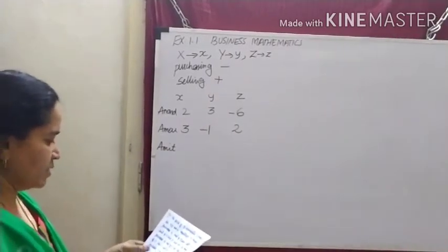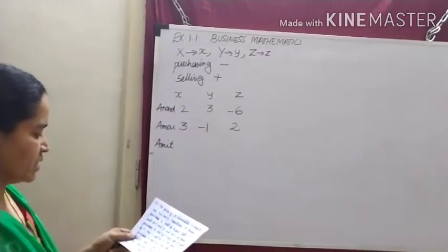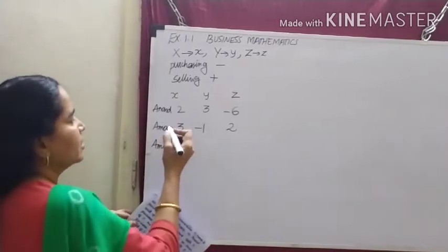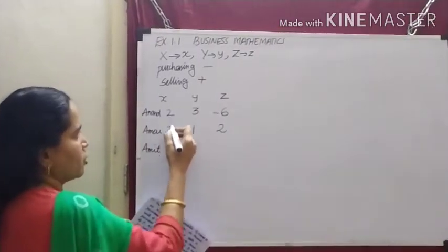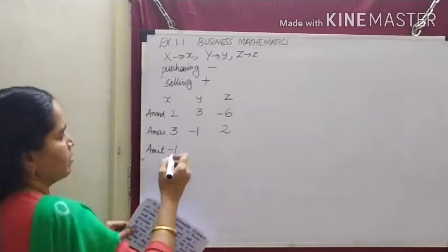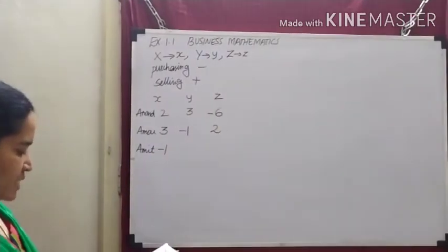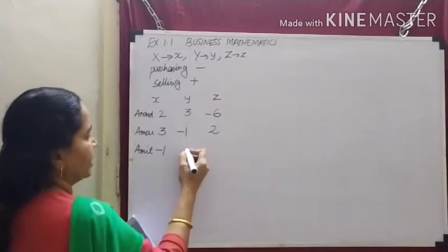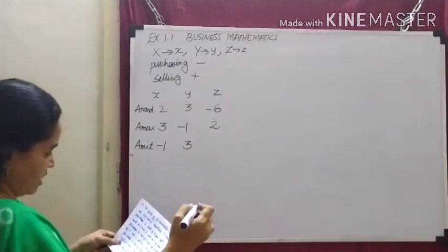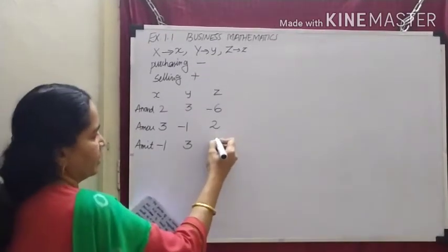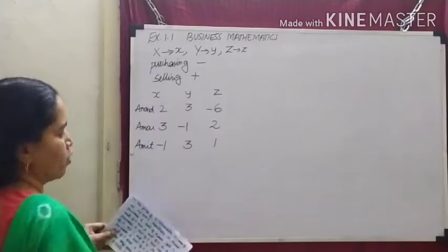The third person, Mr. Amit, purchases a unit of X. A unit means 1 unit of X. Purchases means minus symbol. And sells 3 units of Y. Selling, so positive. And a unit of Z. So whenever they give you a unit, put 1.